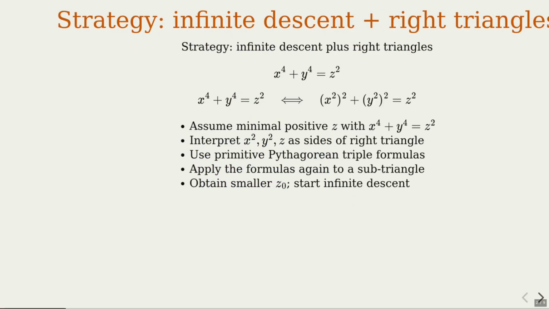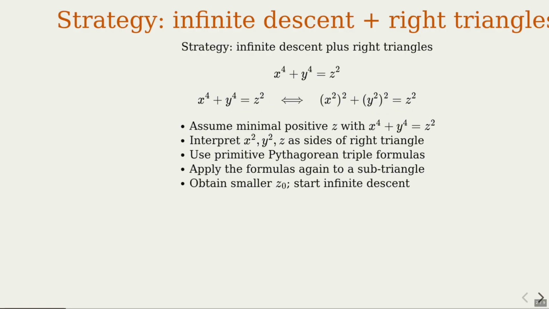Now let us outline the strategy. Our target equation is the one at the top. X to the 4th plus y to the 4th equals z squared. If we group the exponents differently, it says that x squared and y squared are the legs of a right triangle whose hypotenuse is z. That means we can use the classification of primitive Pythagorean triples that you have seen before.